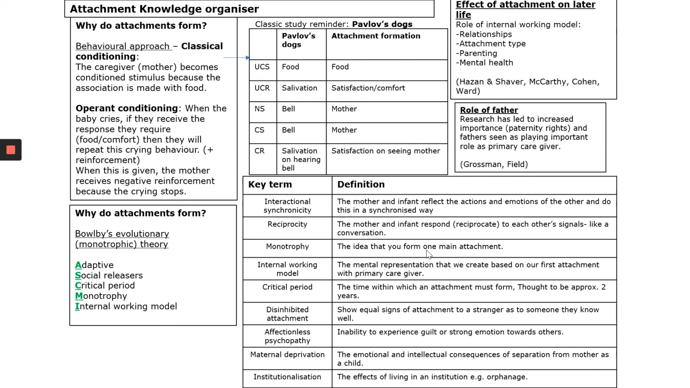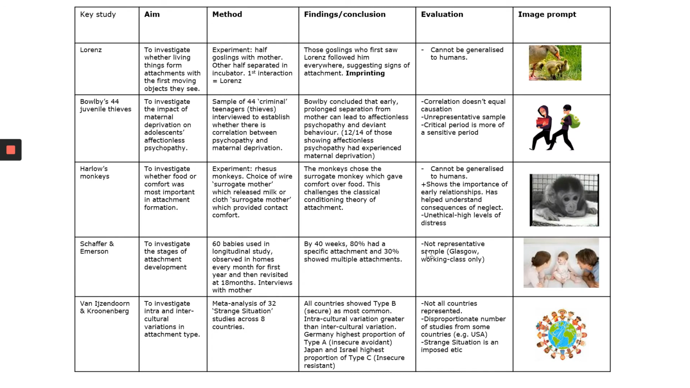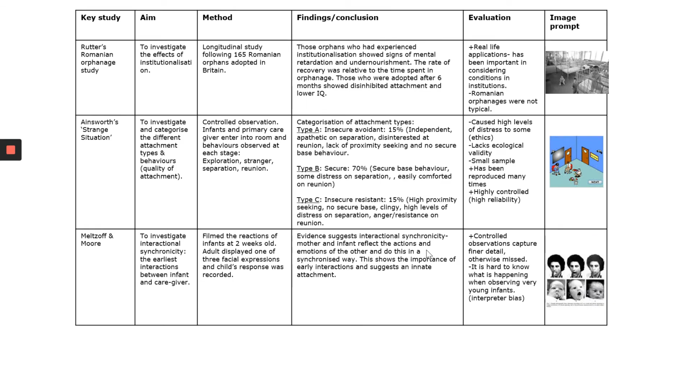I just wanted to flag up, these are your knowledge organisers. You've got them. Hopefully there'll be no need to print them out, but if anybody wasn't sure, the knowledge organiser is essentially across three sheets. We've got a lot of our key terms here and little references to some of the key studies. Then we've got a bit more detail about all of the different key studies that we've looked at over the attachment topic, including Bowlby's 44 juvenile thieves and Rutter's Romanian orphanage study. So those are our most recent ones, and you can see the detail there.